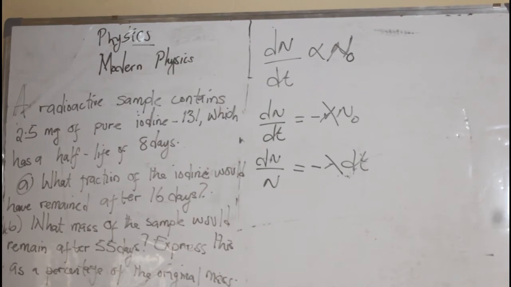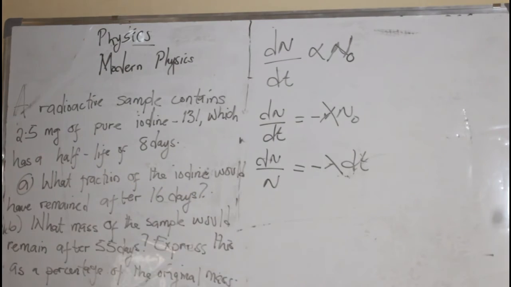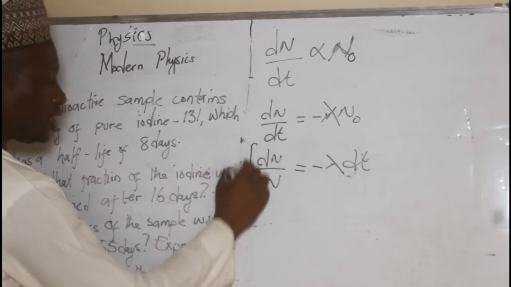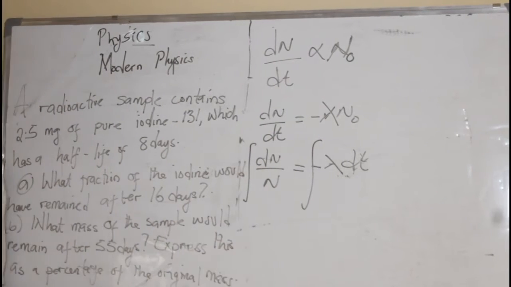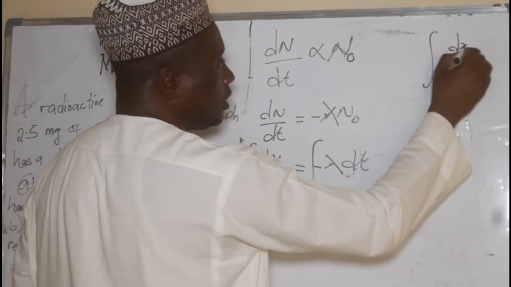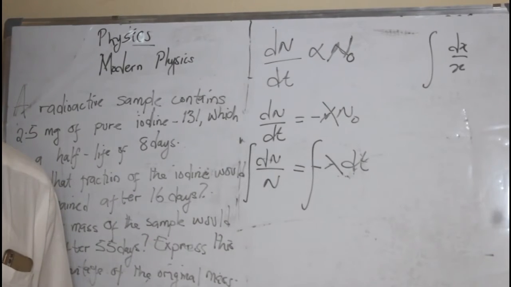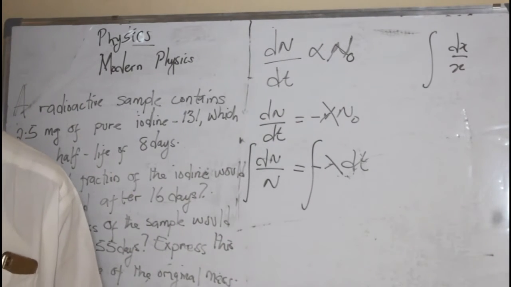Remember, for me now to get rid of this dt, I have to invoke calculus. And to do that, all I need to do is integrate both sides, because I'm having rates of change, derivatives. Is that okay? The differential calculus. So now I have the integral of this and the integral of this. Am I with you? Normally, if I have the integral of, let's say, dx all over x, what is going to be the integral?